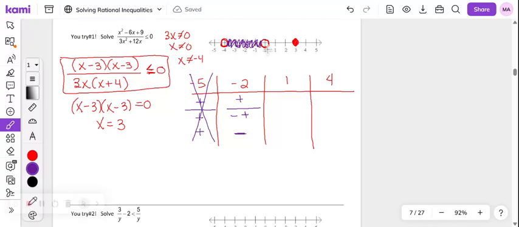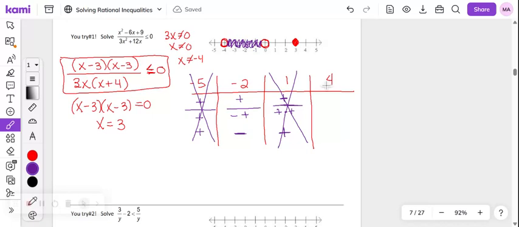Okay, now we're going to test between 0 and 3. I chose 1. Again, we have a negative times a negative, which is a positive. Hopefully you realize it's always going to be a positive, right? And then we have a positive times a positive, which is another positive, right? A positive divided by a positive is a positive. And as we said before, a positive is not less than or equal to 0, so this is not part of our solution.